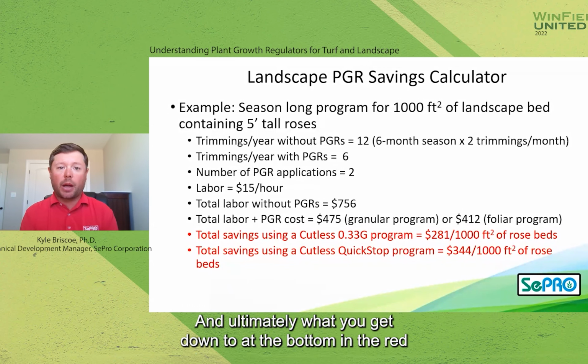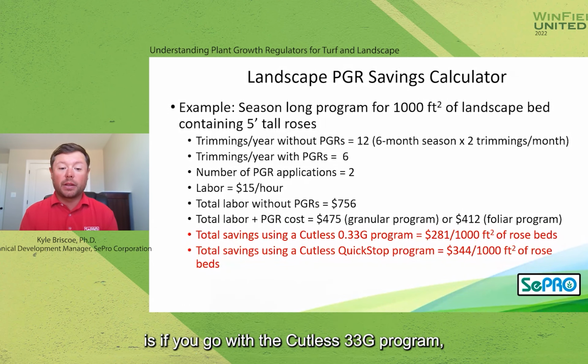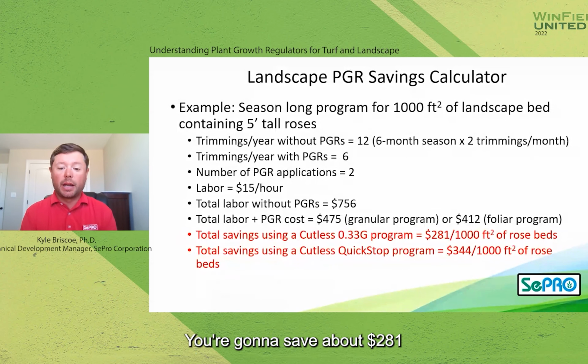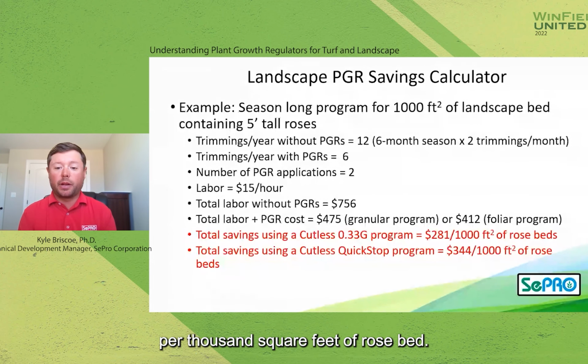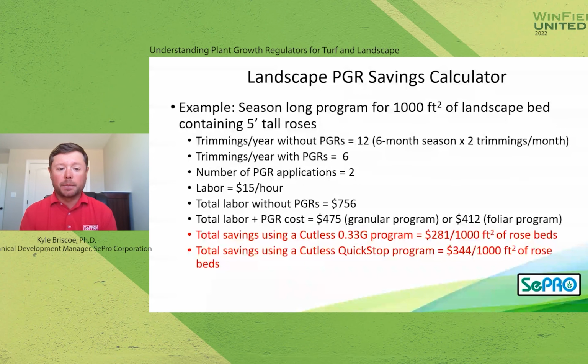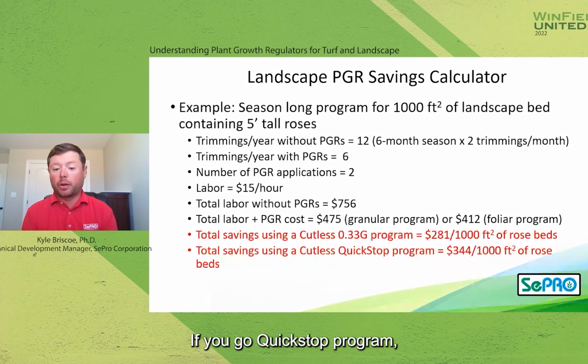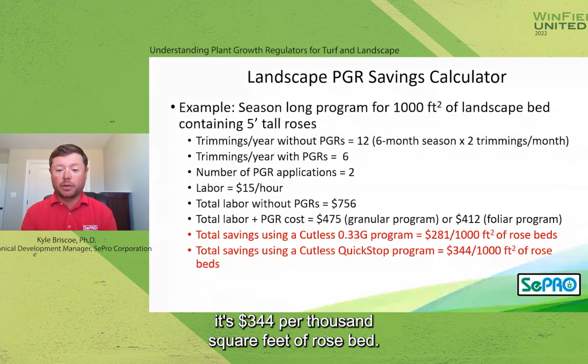And ultimately, what you get down to at the bottom in the red is if you go with the Cutlass 33G program, you're going to save on those roses that are 5 foot tall, you're going to save about $281 per 1,000 square feet of rose bed. And that's obviously paying for the PGR program as well. If you go Quick Stop program, it's $344 per 1,000 square feet of rose bed.